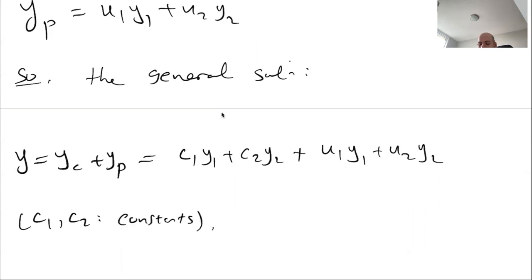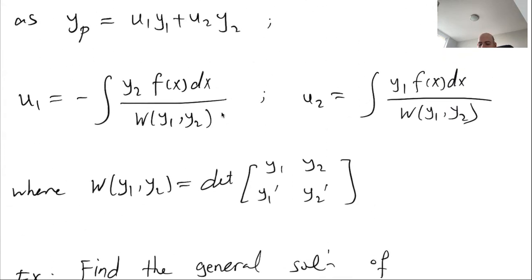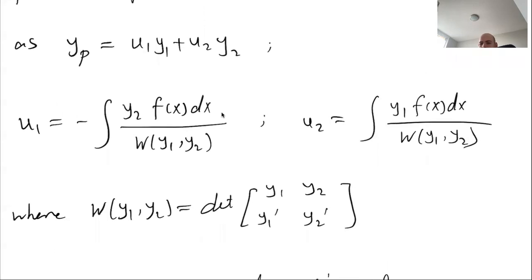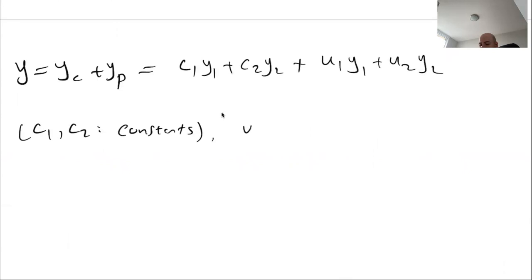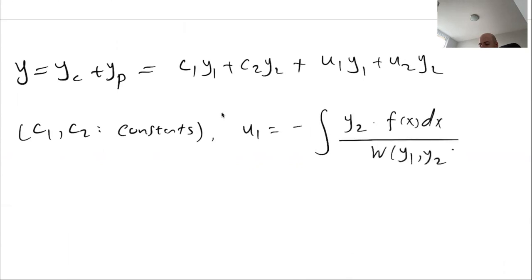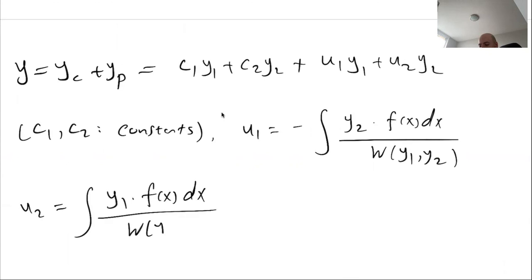What about u1 and u2? I just mentioned the formula for them. This is u1 and this is u2. So u1 is minus integral y2 f of x dx divided by w of y1 y2. u2 is integral y1 f of x dx divided by w of y1 y2.